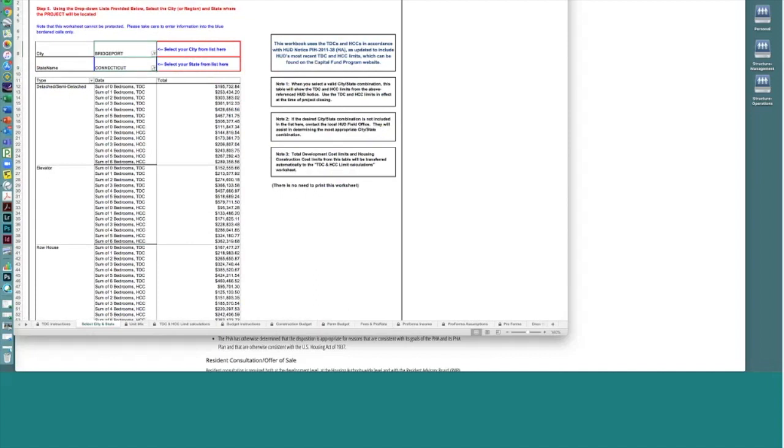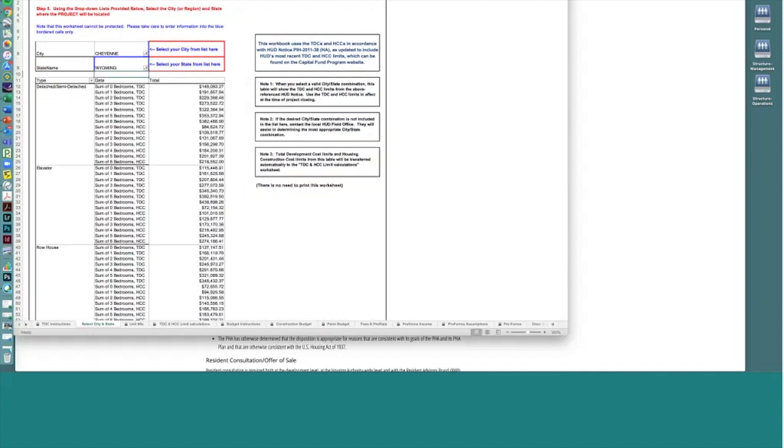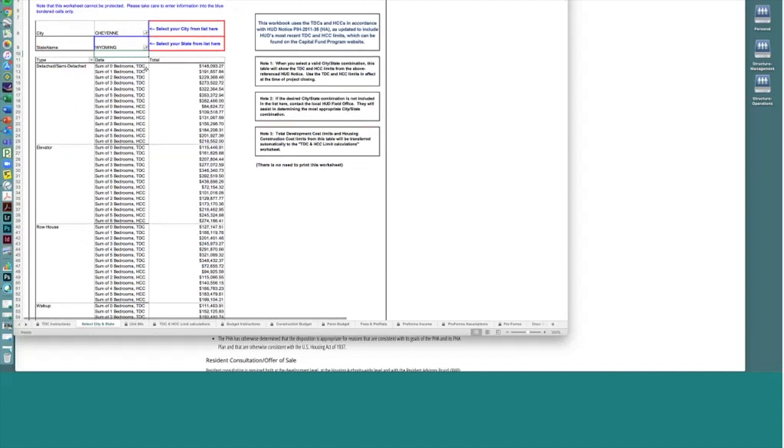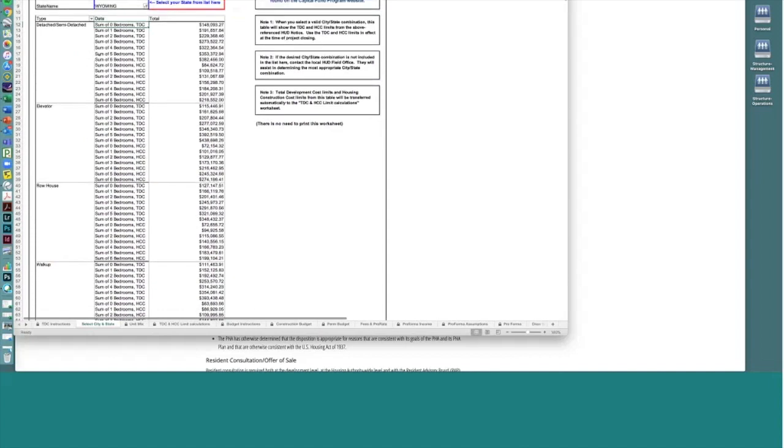So I'm going to stick with using Cheyenne as our example. I put Cheyenne in the city, and I'll put Wyoming in the state, and it will return for me from that data set that I just showed you before what the TDCs are. So here are the TDC amounts, and then the HCCs by bedroom size, by building type. There are four building types: detached, semi-detached, elevator, row house, and walk-up.